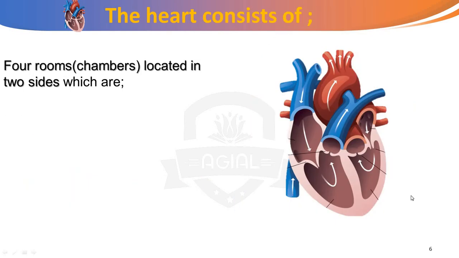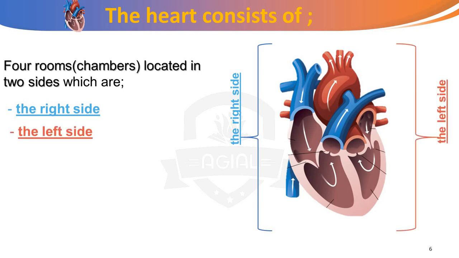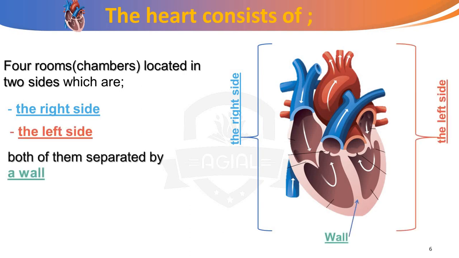It has 4 rooms located in the 2 sides of the heart: the right side, the left side, and there is a wall between the right side and the left side. This wall separates them. Why? The right side of the heart has blood unlike the left side of the heart, so the wall prevents mixing of blood in both sides.